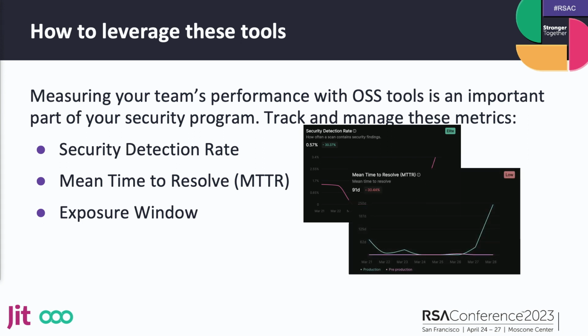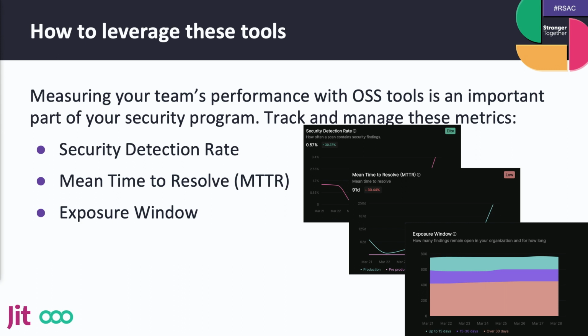And here you want to be able to separate between pre-production, so basically your PR or your staging, and what's happening in production, where usually you have an MTTR that is bigger because you have to deal with existing issues. And the final KPI that is interesting to follow in order to measure the success of your DevSecOps program is basically the exposure window, which measures how much time all your vulnerabilities are in the wild and can be exploited.